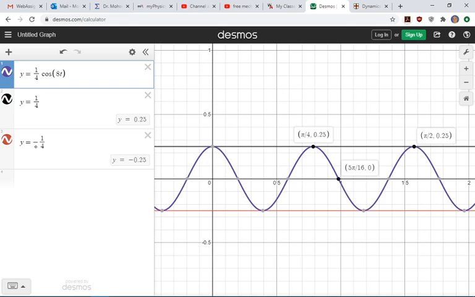So sometimes the problems ask you for the first time, second time, third time that the object is at the lowest point, at the highest point, at the equilibrium point, and so on. So you can reason out your way to the solution of these types of problems.